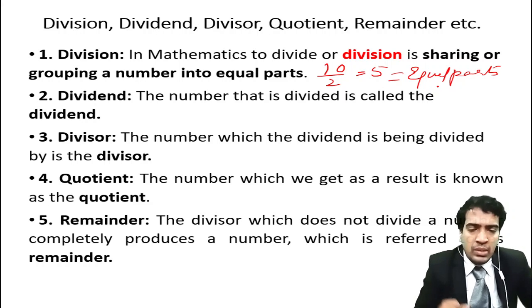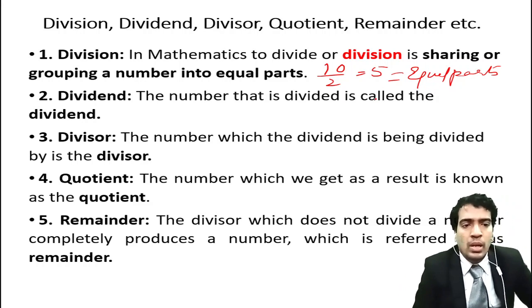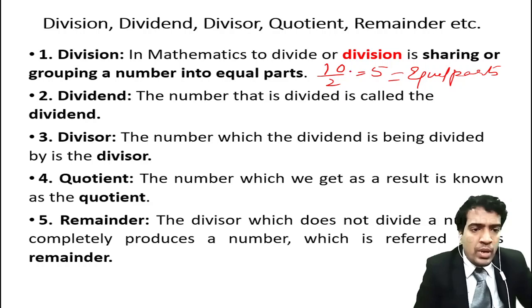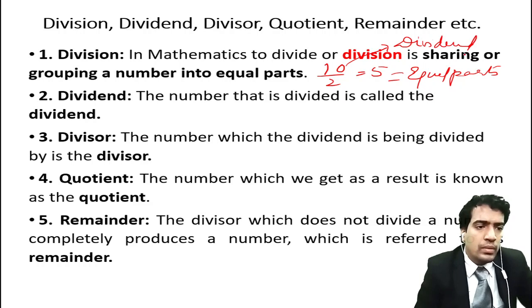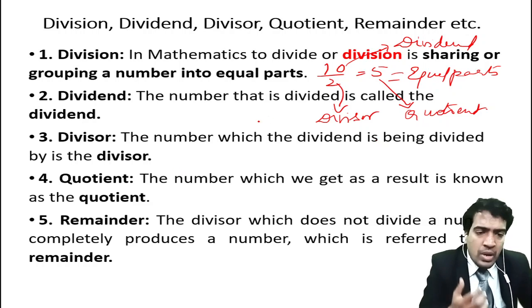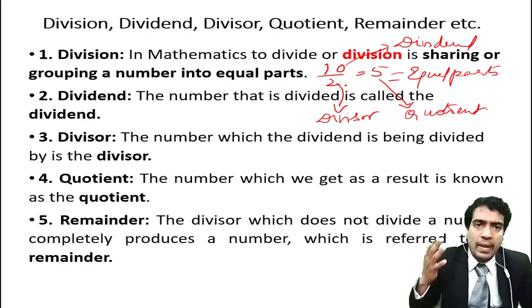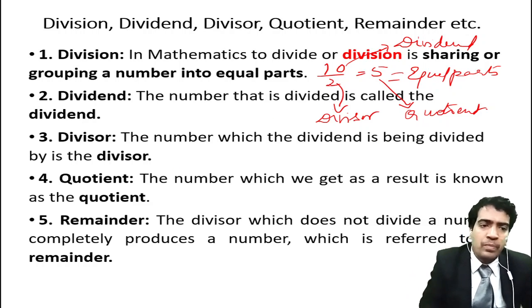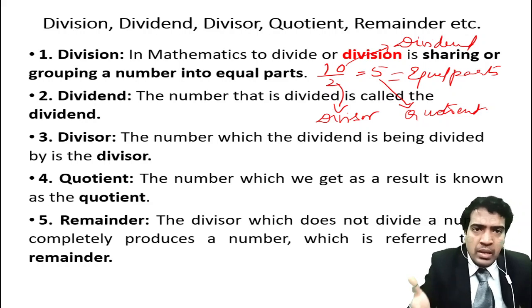Okay, so that is in essence what is called division. Now, here the numerator is called the dividend. The denominator is called the divisor. And the answer that you get when you divide dividend by divisor is called the quotient. Okay? Now here, since 2 divides 10 exactly, there is no remainder. Here the remainder is 0.